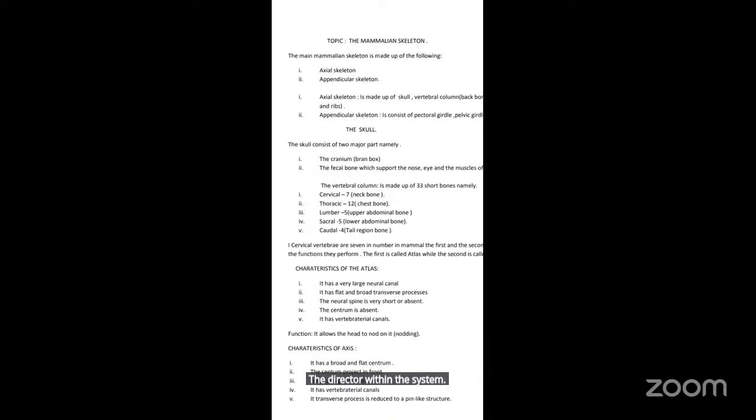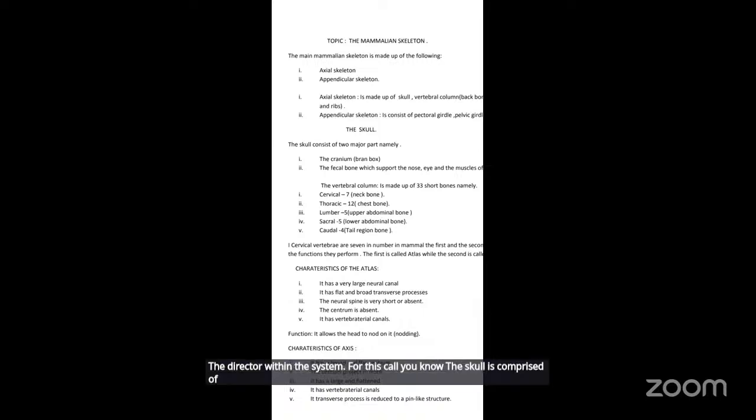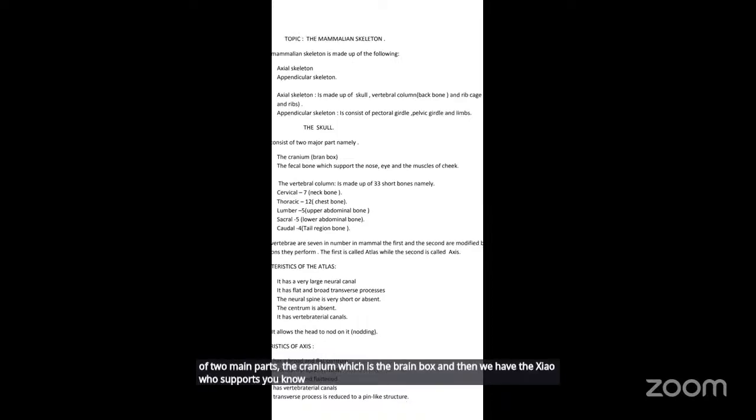For the skull, the skull is comprised of two main parts: the cranium, which is the brain box, and then we have the facial bone, which supports the nose, the eye, and also the cheek.